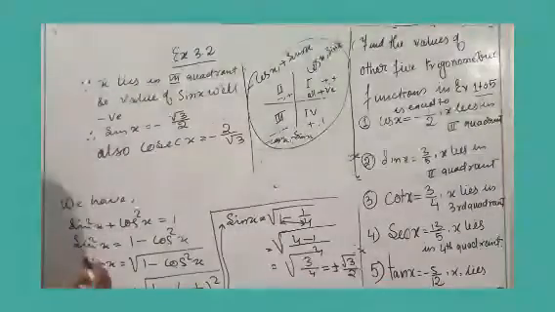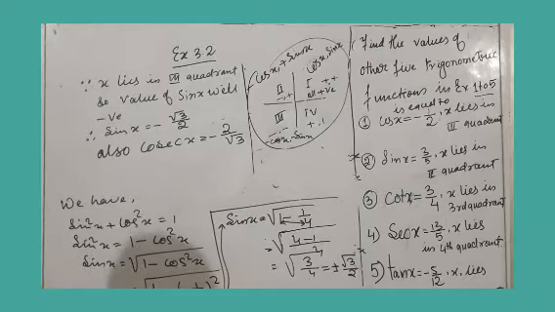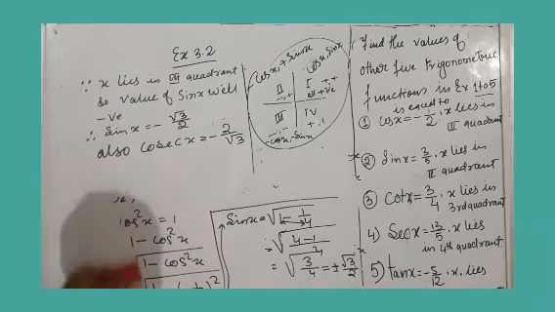How many values have we got as of now? We have got 3 values. What are they? Sec x, sin x, and then cosec x. Okay? So I am rubbing this part. Before rubbing, please pause the video and write it down, please.